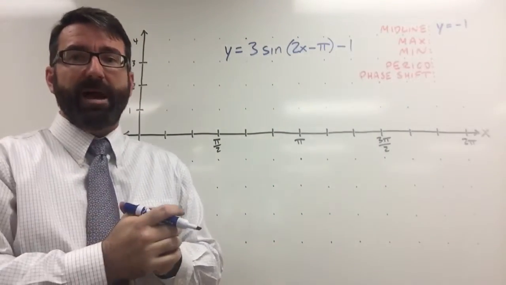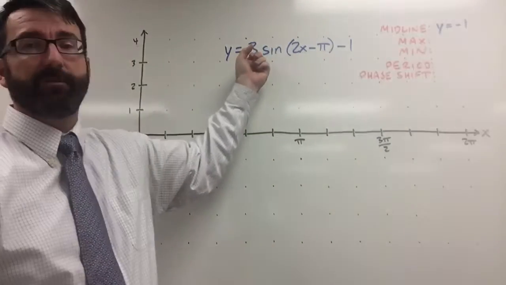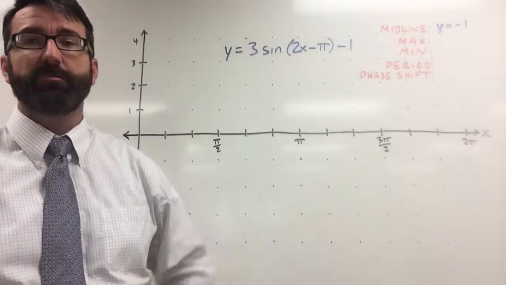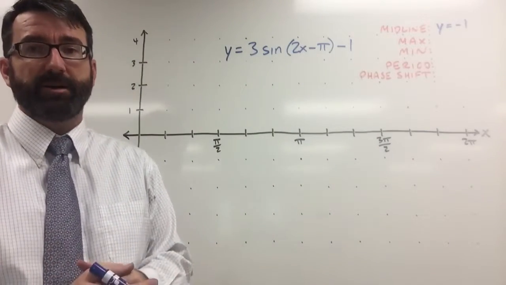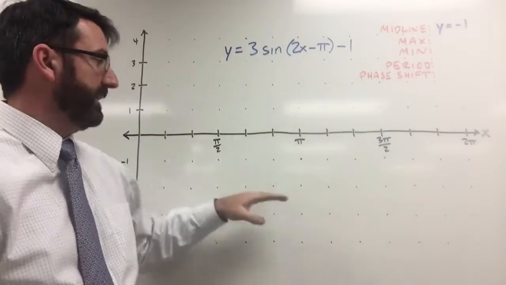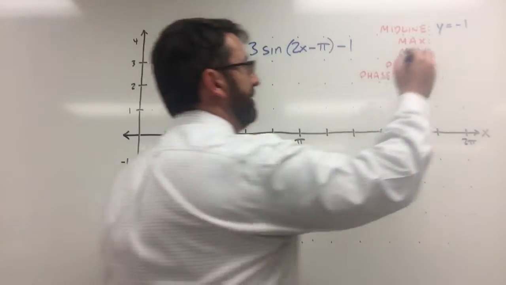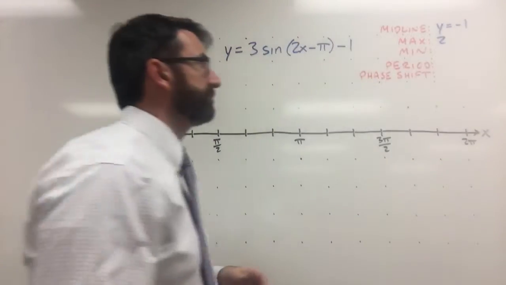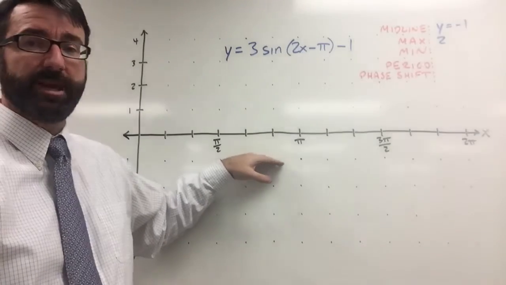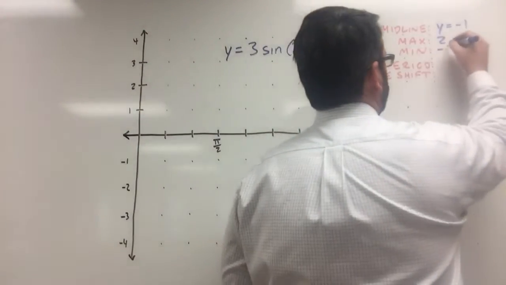Next, we need to find our maximum. So we're going to start at our midline and we're going to go up by the value of our amplitude. The amplitude is given by this number, the number that we're multiplying our sine function by. So we're multiplying by 3, so we have an amplitude of 3. We're going up from negative 1 up 3 to a maximum of 2. For our minimum, we're going to start at our midline of y equals negative 1, and we're going to go down 3. That's going to give us a minimum of negative 4.